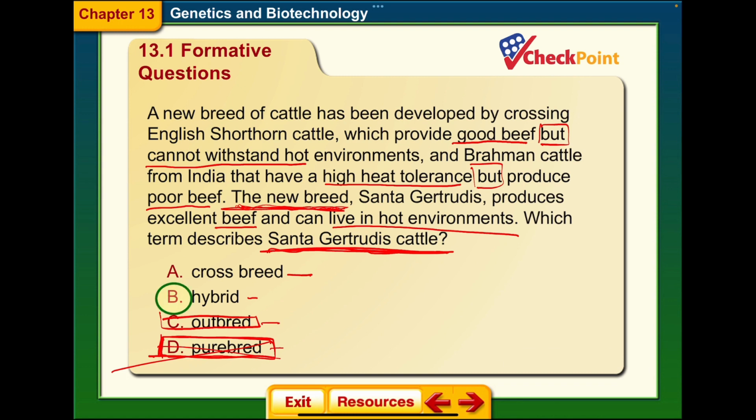So the right term is to say hybrid. And hybrids are basically organisms or offspring of organisms that have been bred to have certain combinations of traits. So this hybrid has both traits of the parent. So it can make good beef and it can withstand high heat, right? That's why it's a hybrid. It's got both.